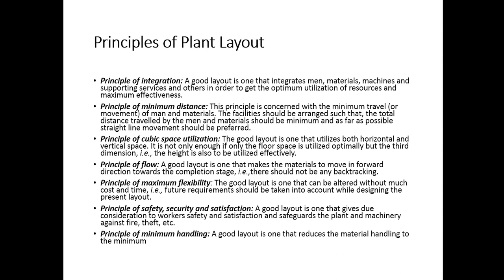The second one is the principle of minimum distance. Whenever there is a movement of materials or a human from one place to another, it always consumes time. It is considered as a transport waste. In the lean manufacturing concept, whenever there is a transport, it requires much time, so it is considered as a wastage. So there should be minimum distance to be traveled. A plant layout should be designed based on this principle. Minimum distance should be traveled from one shop to another shop.